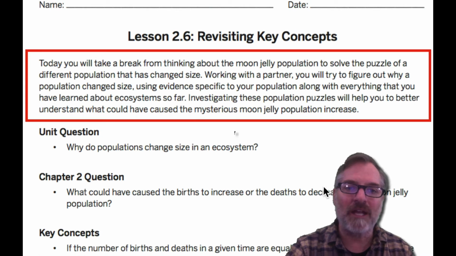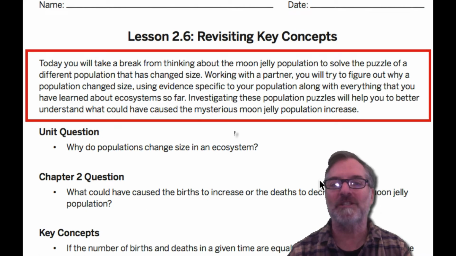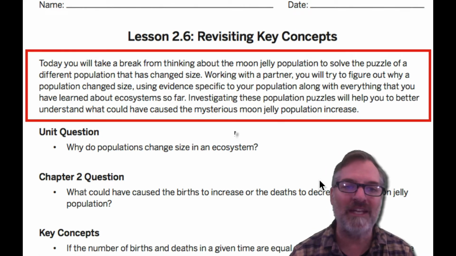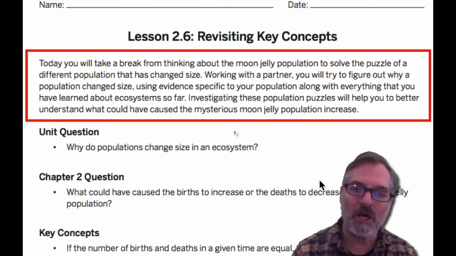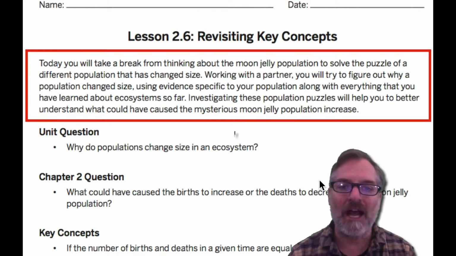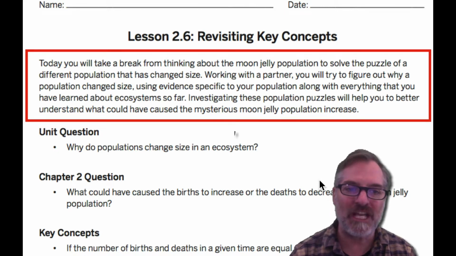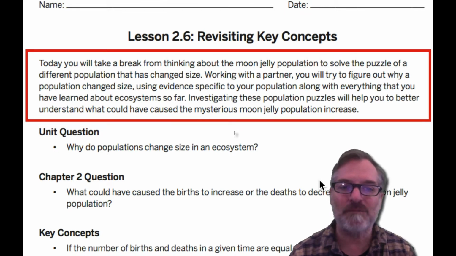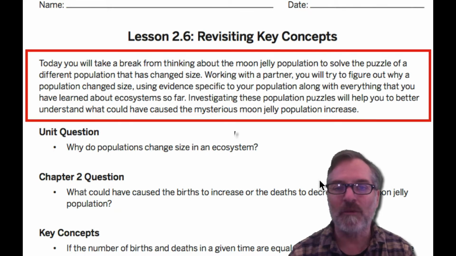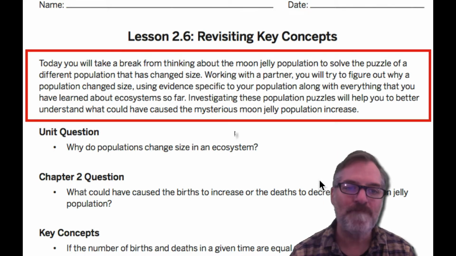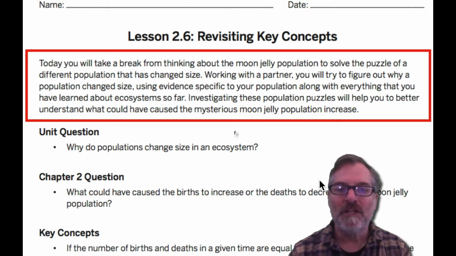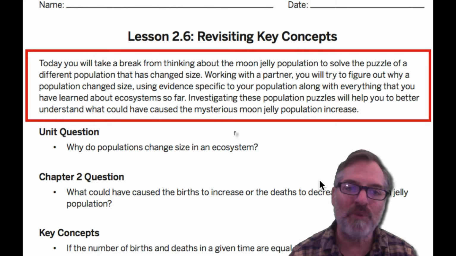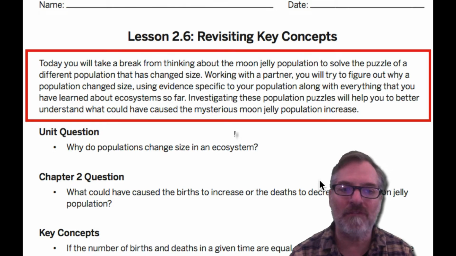Today you're going to take a break from thinking about the moon jelly population to solve the puzzle of a different population that has changed size. Working with a partner, you will try to figure out why a population changed size using evidence specific to your population, along with everything you have learned about ecosystems so far. Investigating these population puzzles will help you to better understand what could have caused the mysterious moon jelly population increase.